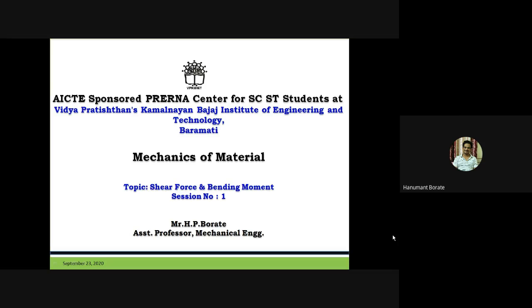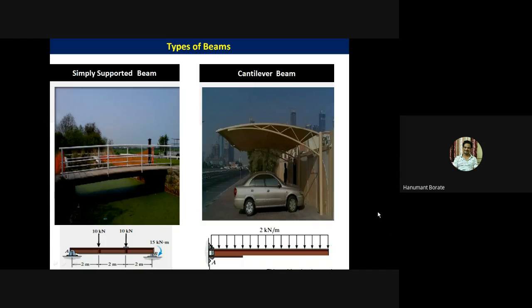The weightage for mechanics of material in the GATE examination is maximum 8 marks, from 4 to 8 marks. And there is a definite question on shear force and bending moment, 2-mark questions. First, I will cover the theory part within 5 to 6 minutes.